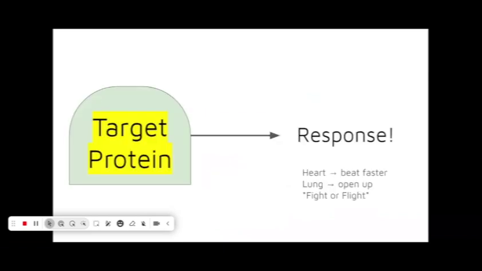And so at the very end, the target protein is going to cause a response. The main responses that come from adrenaline are that the heart is going to beat faster and the lungs' airways are going to open up. The main goal of this is to get more oxygen throughout the bloodstream, which is a response to the fight or flight signal that is received from surroundings when something scary or dangerous happens.